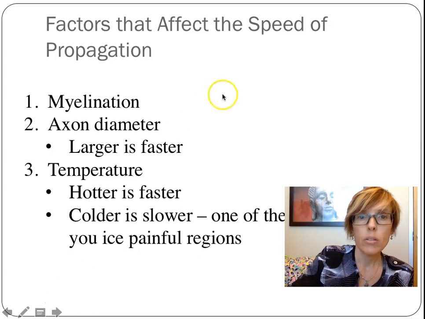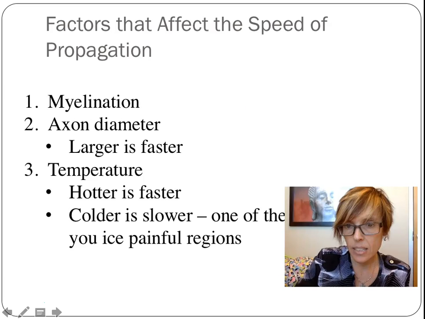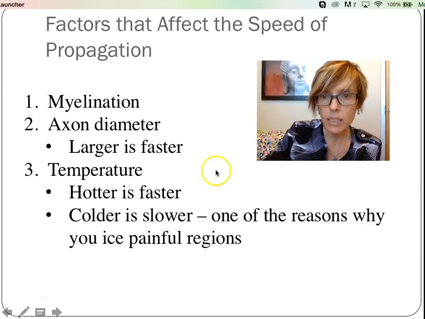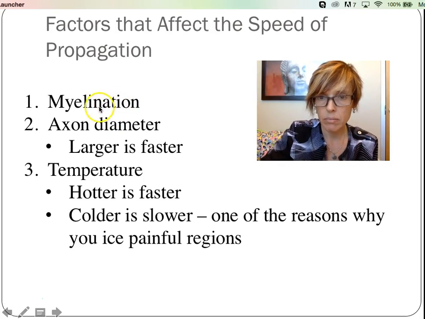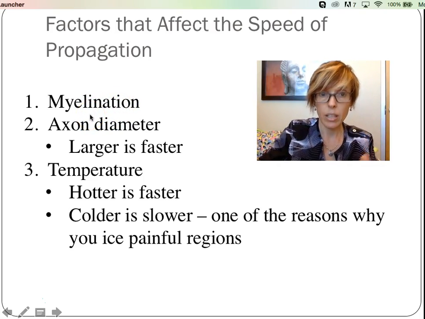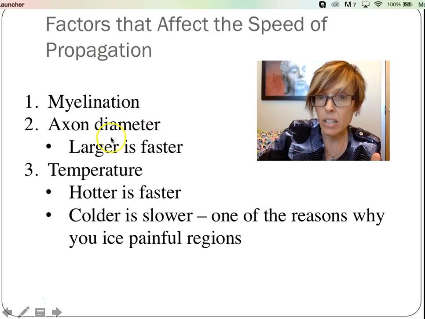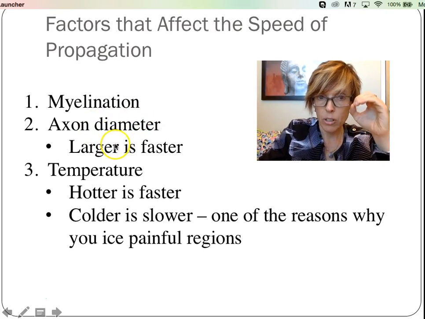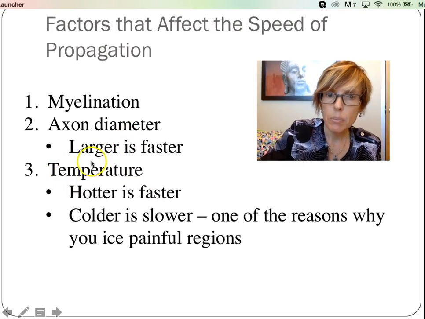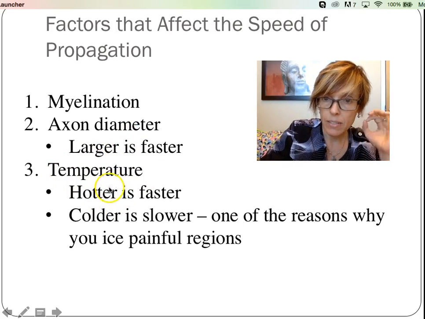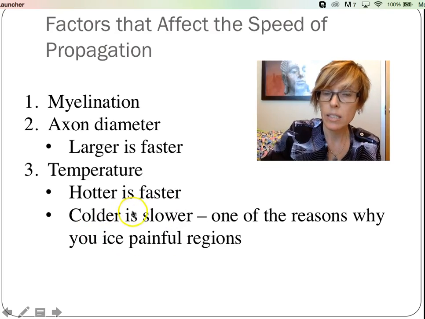All right. So things that are going to affect how fast that signal travels down the length of the axon. Well, the first thing is whether or not it's myelinated, right? We saw myelinated is faster. The actual size of the axon: the bigger the diameter, the faster the signal will travel. Okay? And then temperature. The hotter something is, the faster the signal will go, and the colder it is, the slower the signal. Okay?